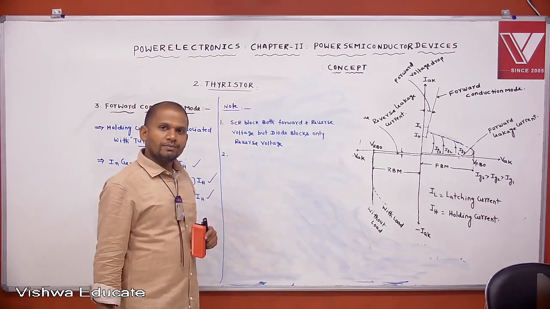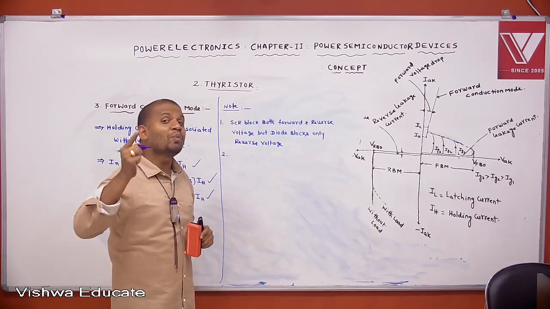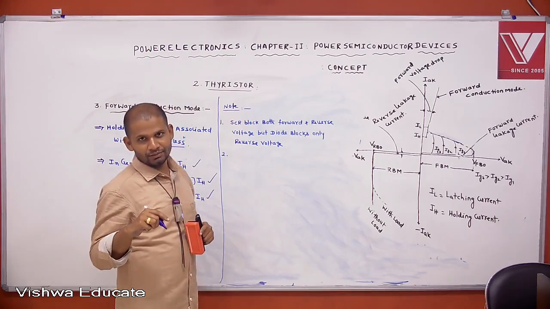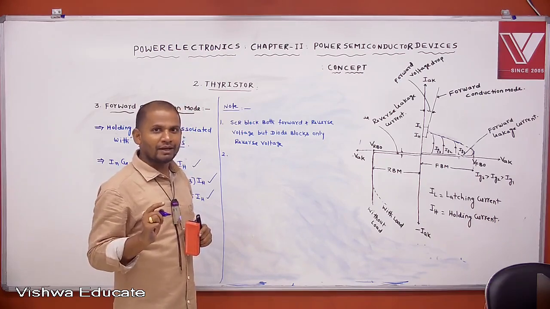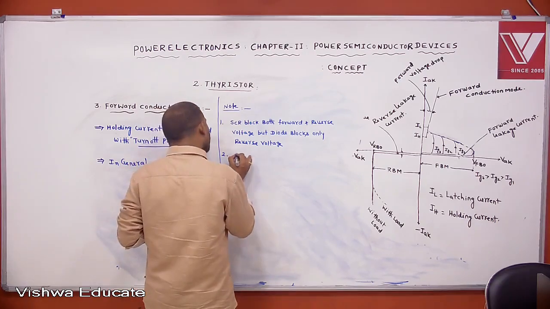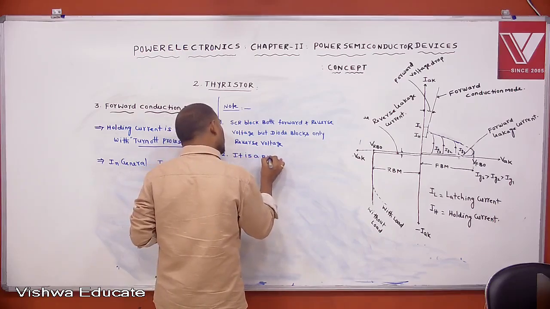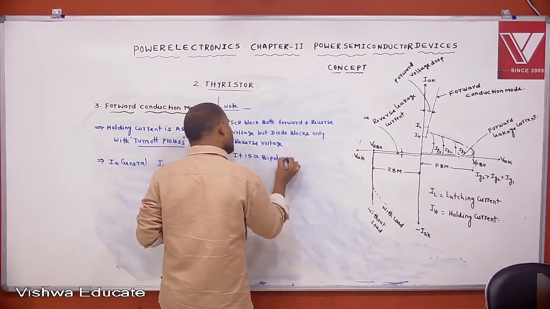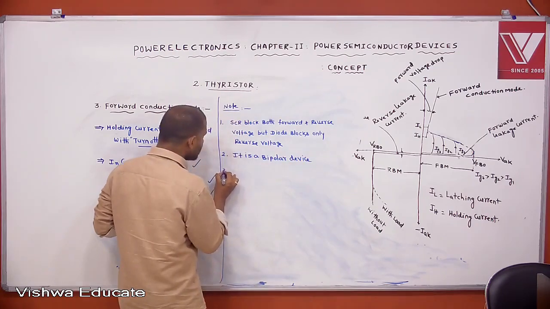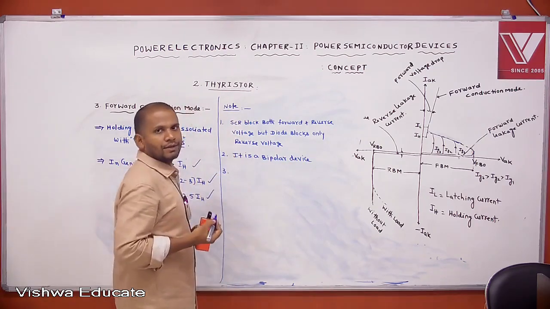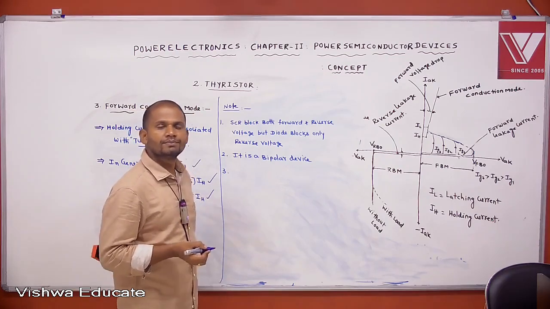Another point: SCR is a bipolar device. The conductivity is due to both majority and minority carriers. It is a bipolar device. Understood?